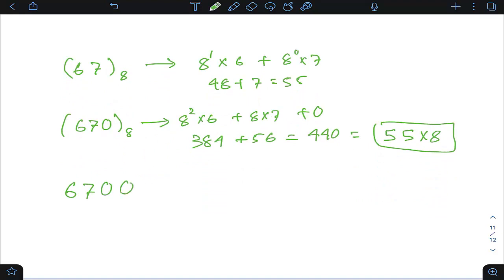In other words, now if I am attaching one more 0, 6700 is there, again I am giving one more 0. If I ask you what is the decimal equivalent of this, this will be again 8 times this. So 55 into 8 into 8. So this is true in any base.